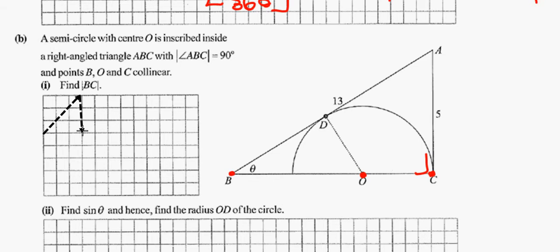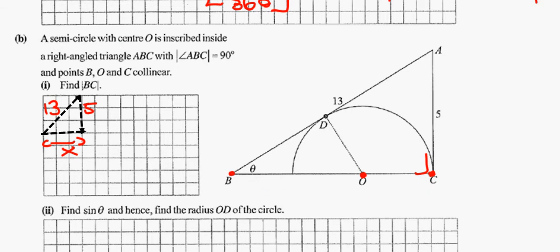Okay, so just to draw this quickly over here, what we'd have is 13, 5, and this here we call X. BC. Okay, so this is BC here, what we're going to call X. Okay, so we'll just get rid of that quickly.